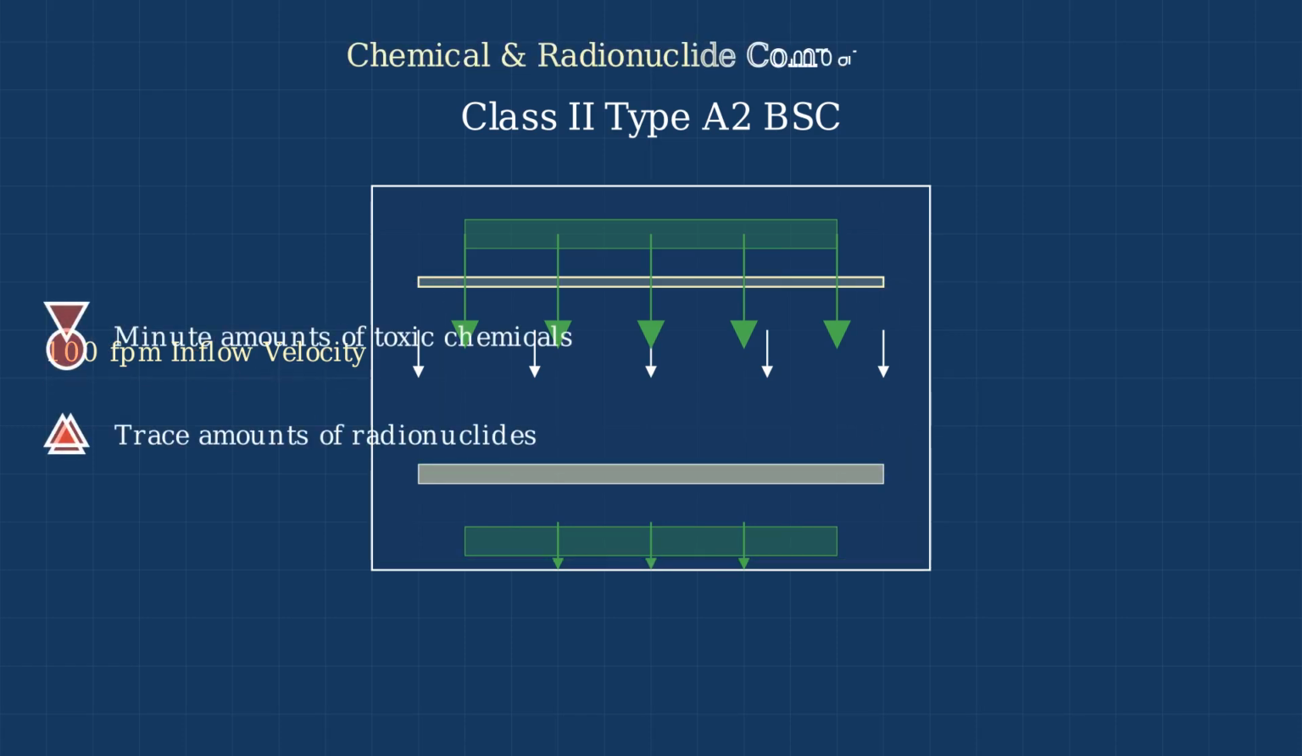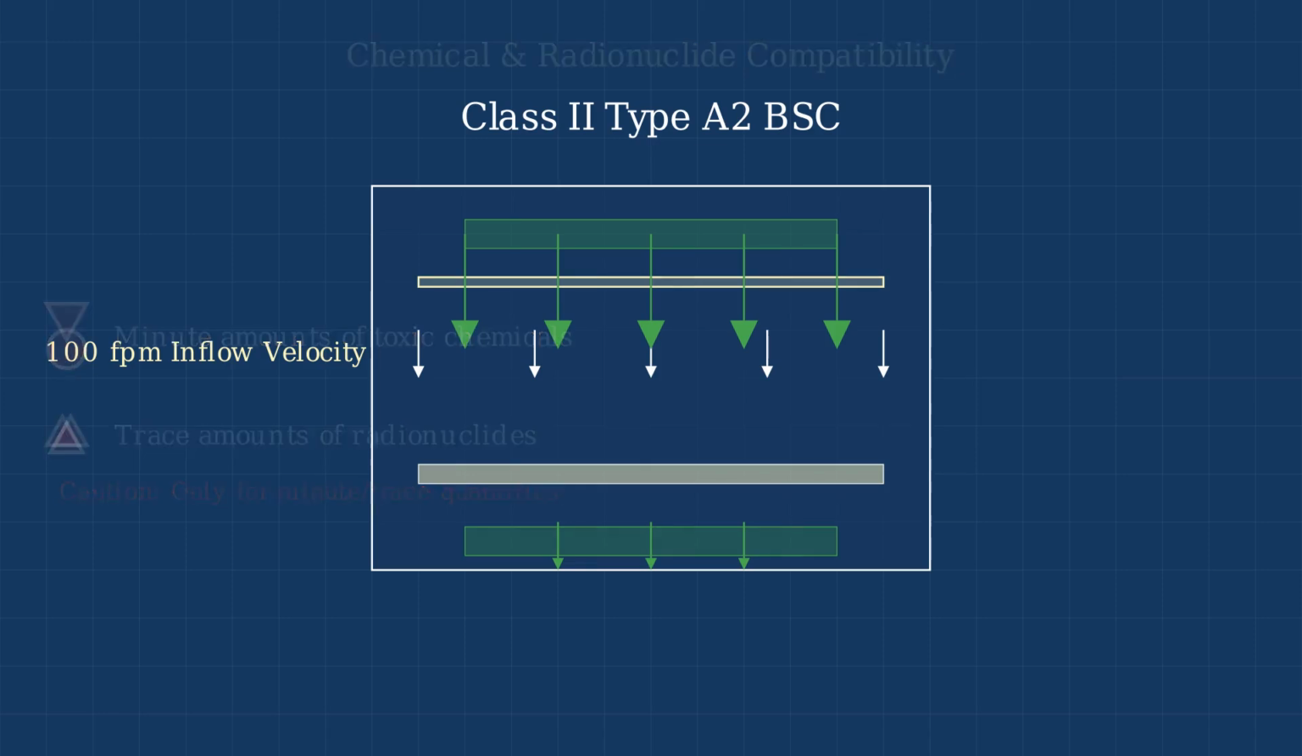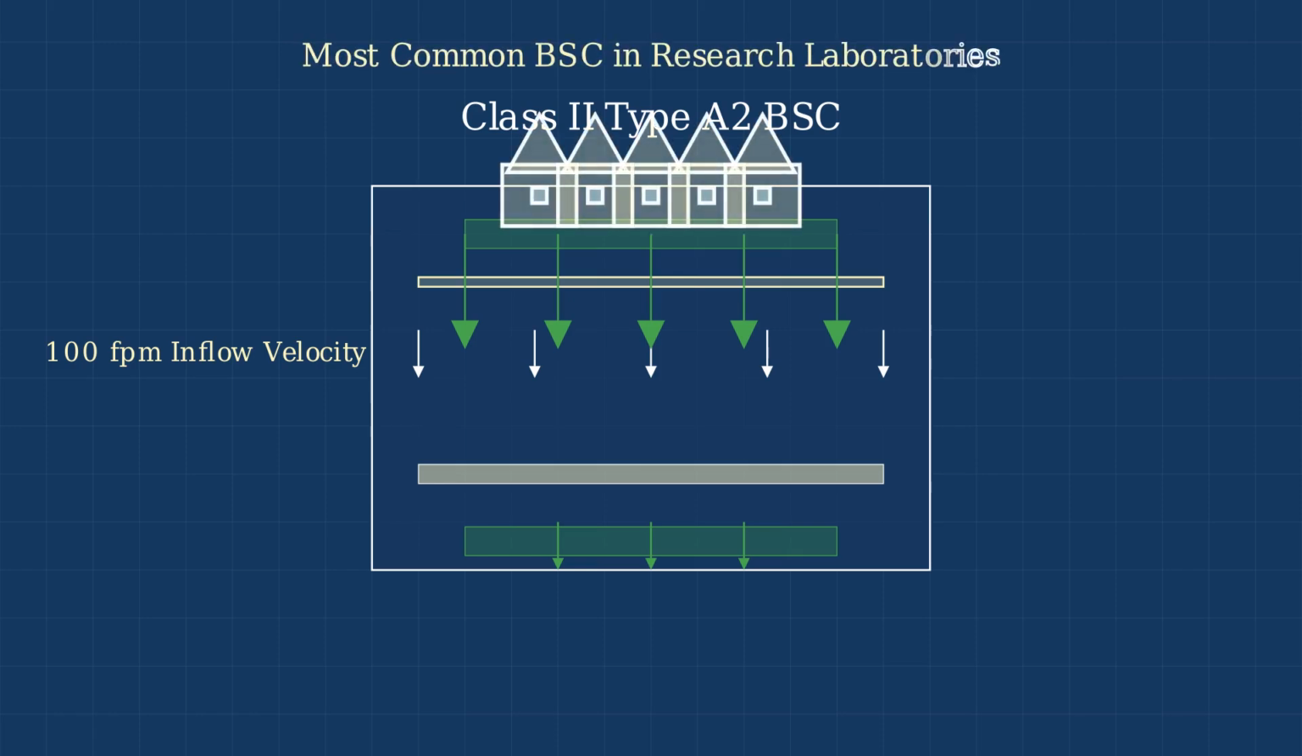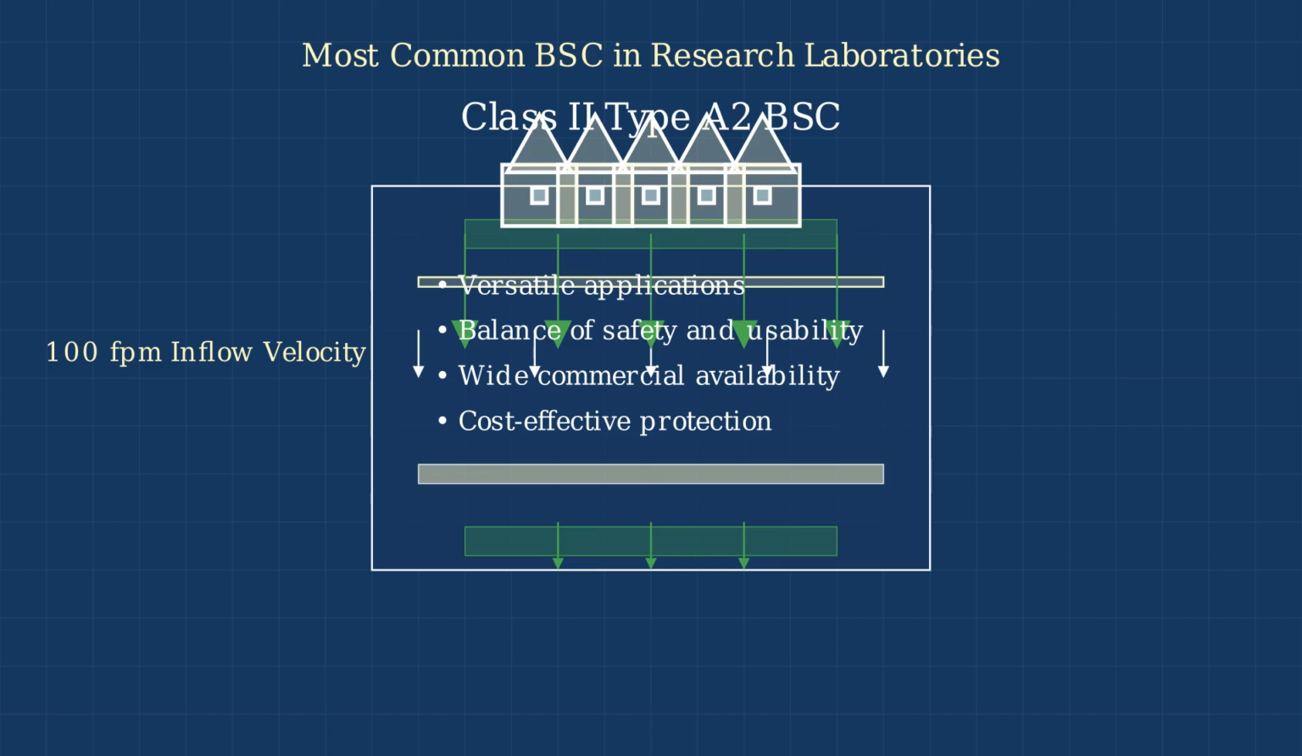Unlike the A1 models, Type A2 cabinets can be used with minute amounts of volatile toxic chemicals and trace amounts of radionuclides. Class 2 Type A2 biosafety cabinets are currently the most common type found in research laboratories worldwide. Their popularity stems from their versatility, enhanced safety features, wide commercial availability, and balance of containment with ease of use.